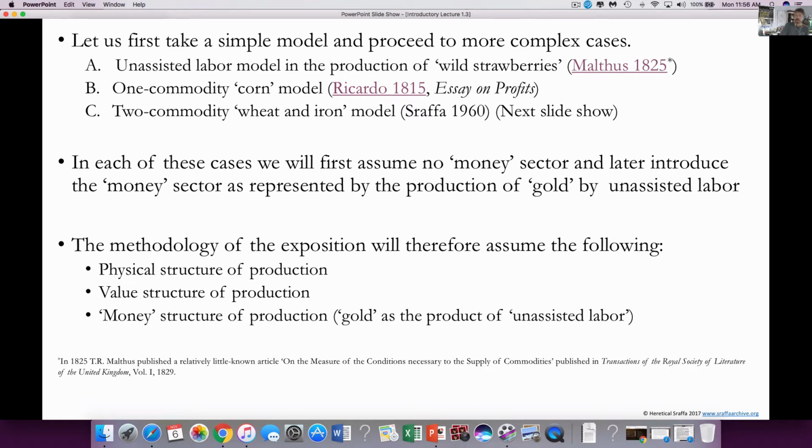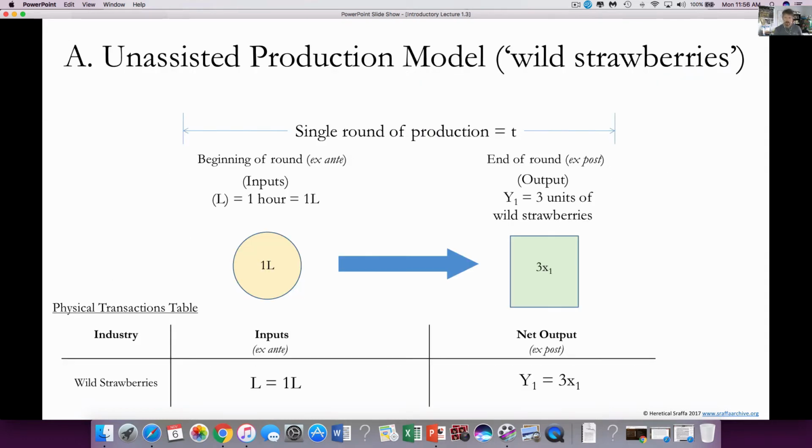The methodology of the exposition will assume the following. We're going to have a physical structure of production for A, unassisted labor, a value structure of production for A, and a money structure of production for A, and then the same three for B, the one commodity model, and C, the two commodity wheat and iron model. And we'll go back and talk about that. So we begin with A, the unassisted production model. This is going to be wild strawberries. So there's our single round of production.